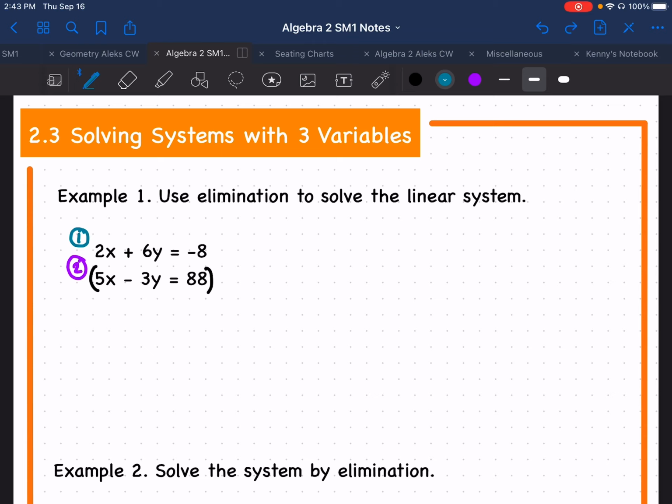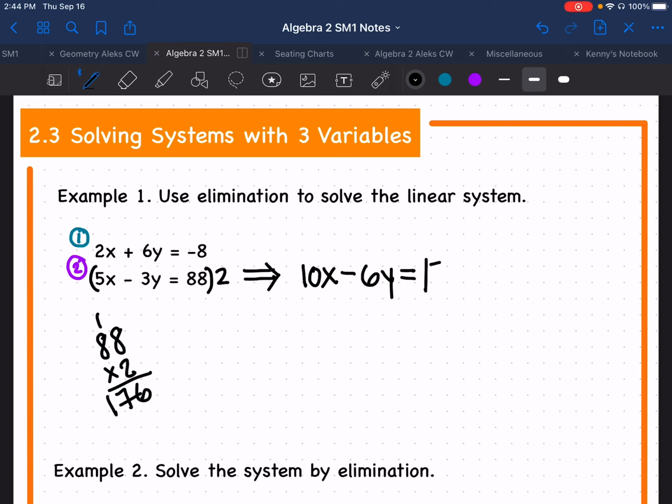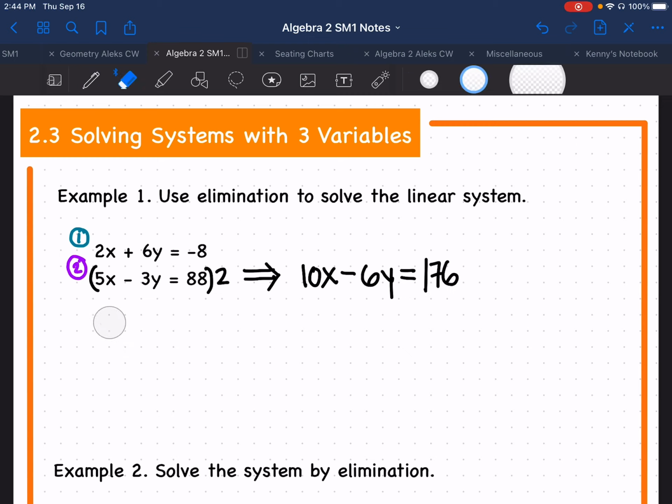And, well, hold on a second. I'm going to keep it in this color, because the 2 is not coming from equation 1, it's simply coming from 3 times 2 equals 6. All right, so this equation is going to then become 10x minus 6y equals, I don't know what 88 times 2 is. I forgot my calculator. Let me do it over here. Well, that's 16, carry the 1, 176. There we go. Let's erase that.